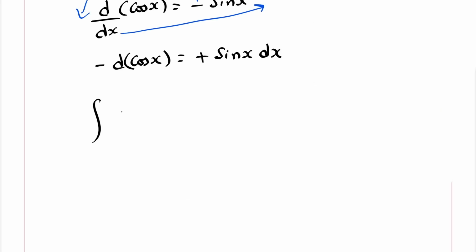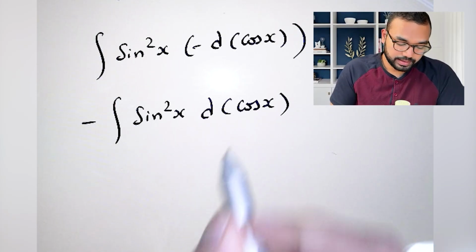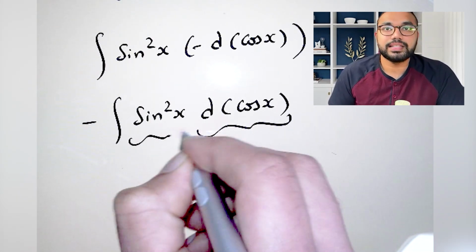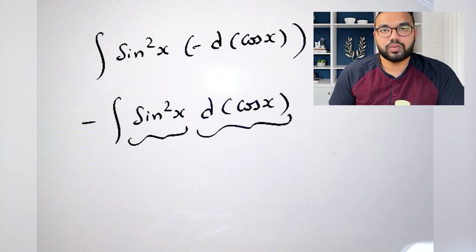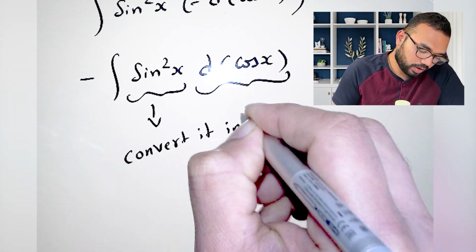Integral of sine square x times minus d of cos x, which is minus integral sine square x d of cos x. So now my differential is d of cos x and the integrand is sine square x. So I need to convert my integrand in terms of the differential. That means I have to convert sine square x in terms of cosine.